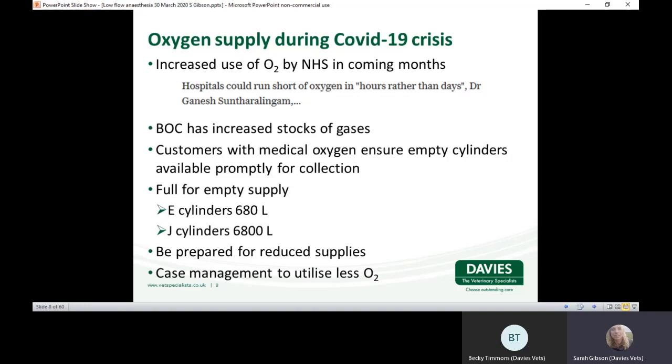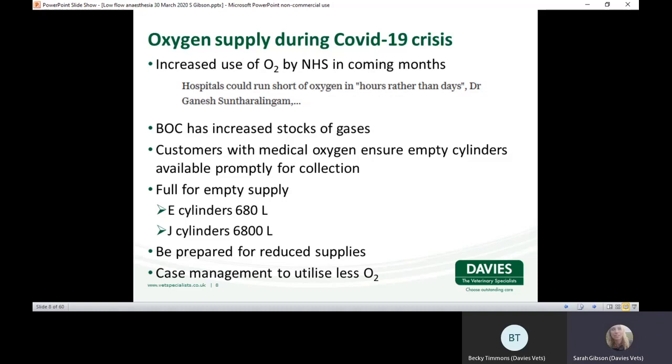The next advantage of low flow is to reduce our oxygen and volatile anaesthetic usage. We are expecting a massive increase in oxygen use by the NHS in the coming months due to the COVID-19 pandemic. Patients presenting with COVID needing ICU care and needing extended periods of ventilation. The average time seems to be around 16 days, so this will require a huge amount of oxygen. There have already been warnings that hospitals could run short of oxygen in hours rather than days at an Association of Anaesthetists webinar discussing the crisis.